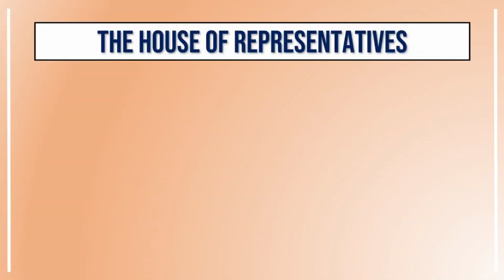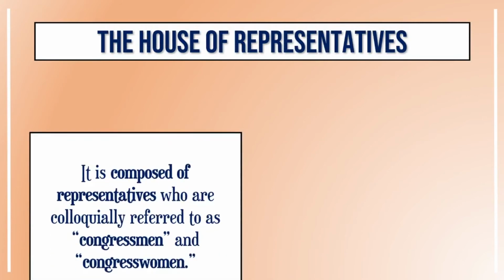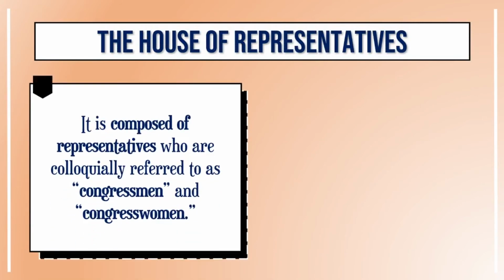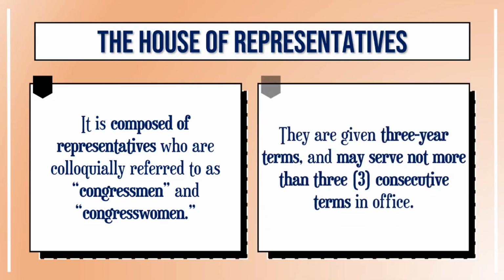Let us proceed to the lower house, or the House of Representatives. It is composed of representatives, who are colloquially referred to as congressmen and congresswomen. They are given 3-year terms, and may serve not more than 3 consecutive terms in office.